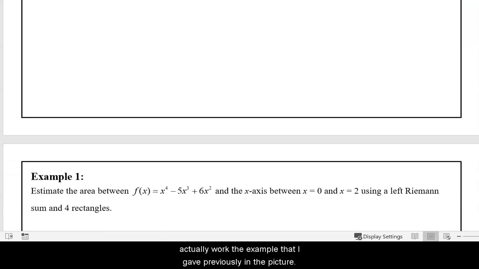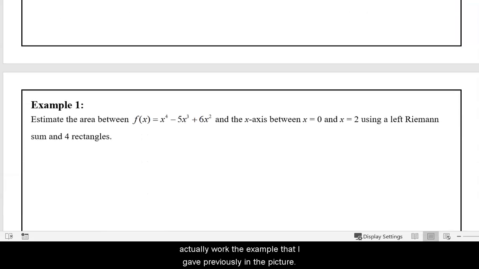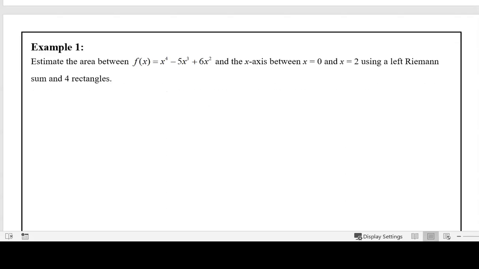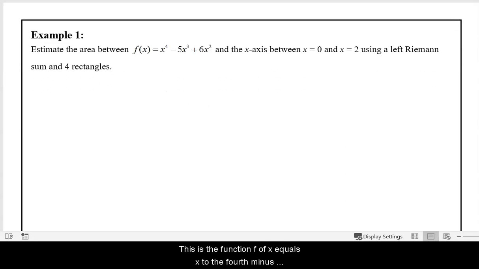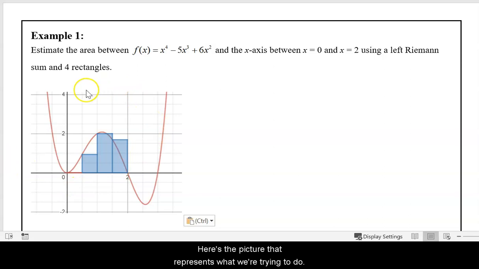We're going to actually work the example that I gave previously in the pictures. This is the function f of x equals x to the fourth minus 5x cubed plus 6x squared, and between the vertical lines x equals 0 and x equals 2. I want you to use a left Riemann sum and 4 rectangles. In other words, we're actually computing the area for the first picture we saw. Here's the picture that represents what we're trying to do.